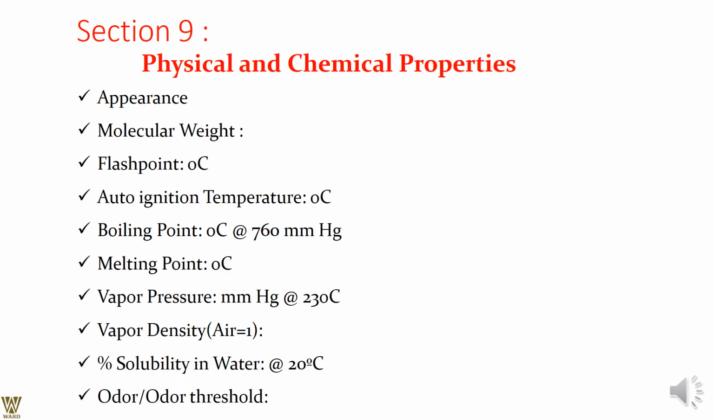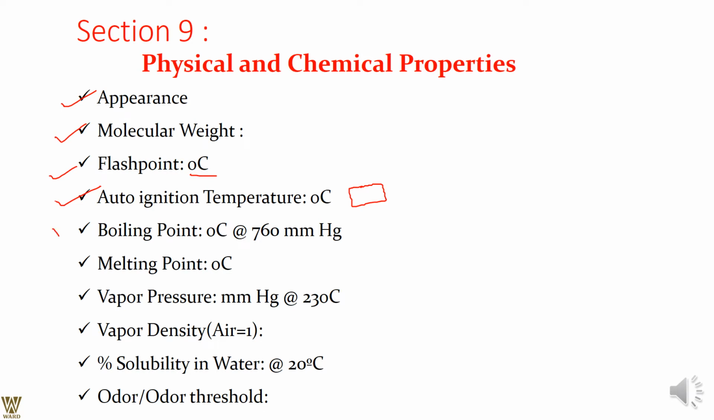Permissible exposure limit. Talking about the physical and chemical characteristics, what we are looking at is the appearance, the molecular weight, and the flash point in degrees centigrade. At what temperature does it become a flash point? You need to understand where it ignites, where it catches fire. The auto ignition temperature is where it catches fire without any help from an external agent. It catches fire automatically. That is the auto ignition temperature.